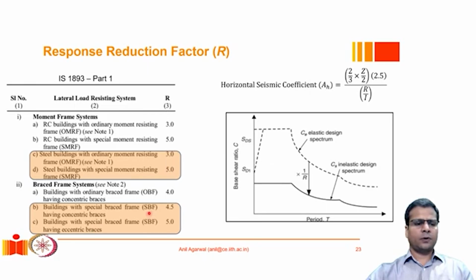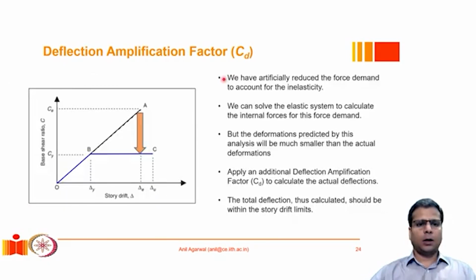And in the case of braced frames, this is a braced frame with concentric braces, and this is for a braced frame with eccentric braces. The response reduction factors are 4.5 and 5 respectively. So these are the typical magnitudes of response reduction factors. For systems that are not meant to be very ductile, the response reduction factor could be less than 3 also. Another factor of interest is the deflection amplification factor, which is also associated with the same process.